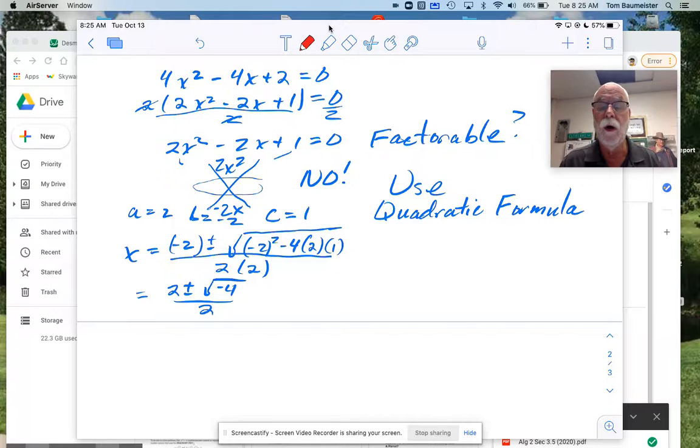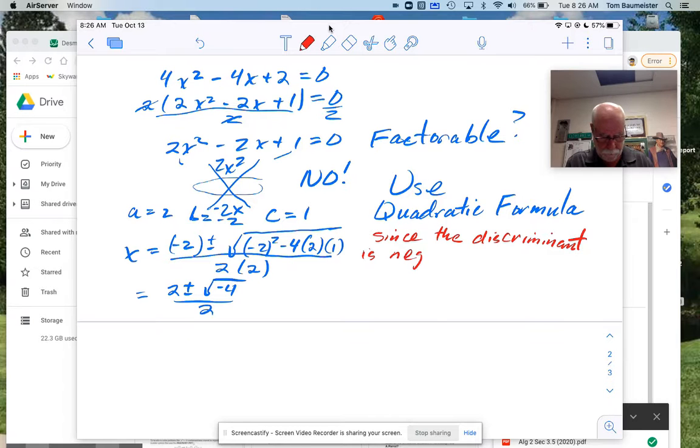Now, we all know that that would give us an i, right? But they asked us about real solutions. So, since the discriminant is negative, the system has no real solutions.